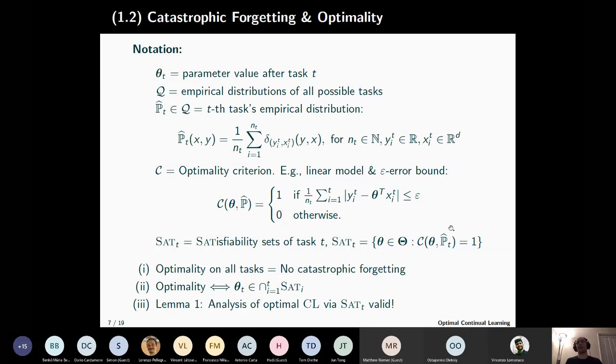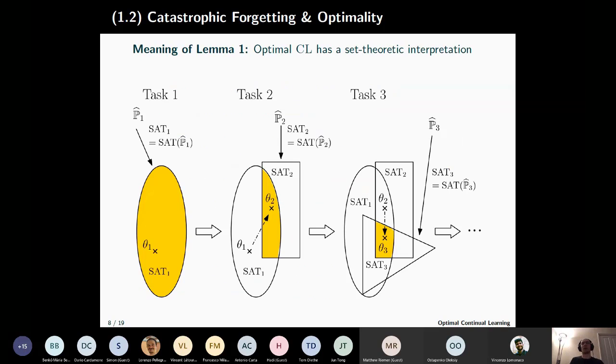Right? And you need to formalize this intuition a bit. This is lemma 1 in the paper that I'm not going to bore you with. The important consequence of lemma 1 is that this picture is an adequate representation of continual learning, in the sense that this set theoretic interpretation for optimal continual learning is admissible.